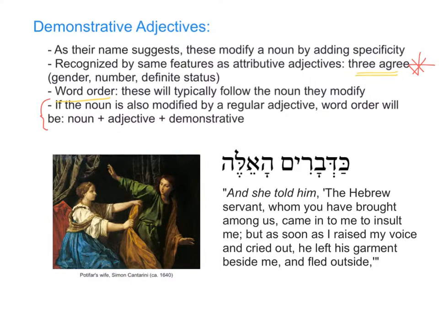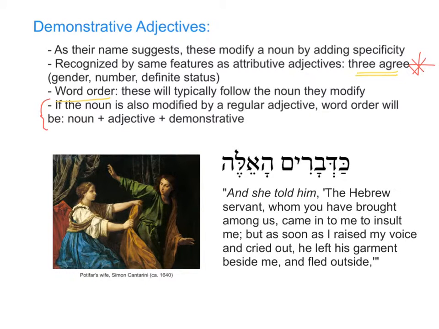So we don't have a complex example to look at, but I did want to look at one specific one. This comes from Genesis, the Joseph story. I should have written down the passage for us, but it's Genesis 37, somewhere in there. This is the scene where after Joseph has risen up into the Egyptian household of Potiphar, his wife is accusing him of some sort of sexual assault, and the scriptures say, "And she told him, the Hebrew servant whom you have brought among us came in to insult me.